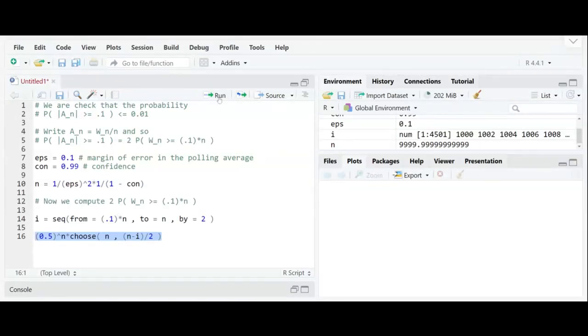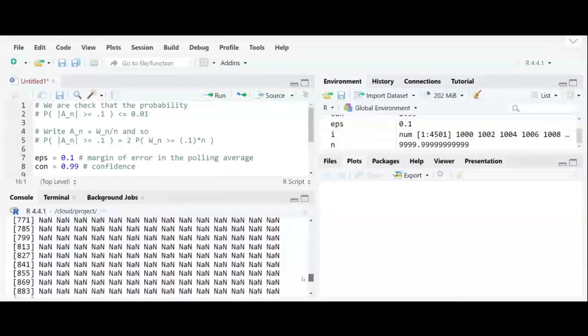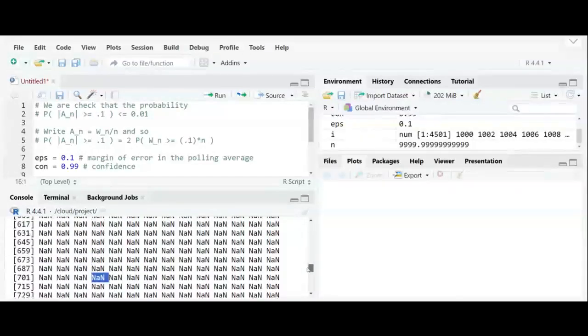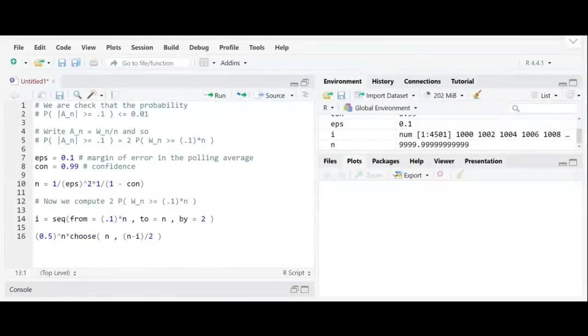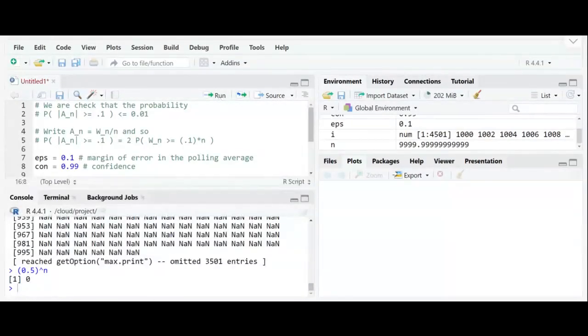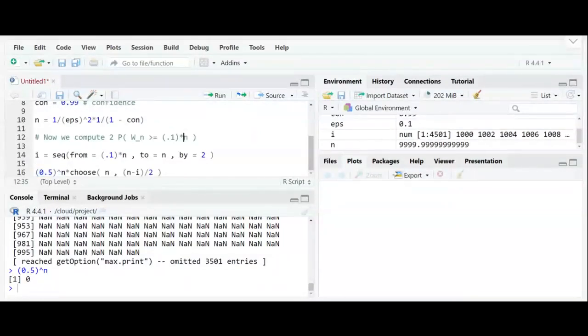Now here's where the problem is. If I do this calculation, you can see it's just NaN. It's giving me NaN because, if you ask the computer to calculate 0.5 raised to the 10,000, the number is so small that it stores it as 0. And the other problem is that this choose number is so big. So let's ask it to do choose n.